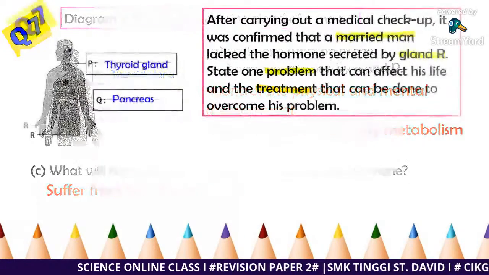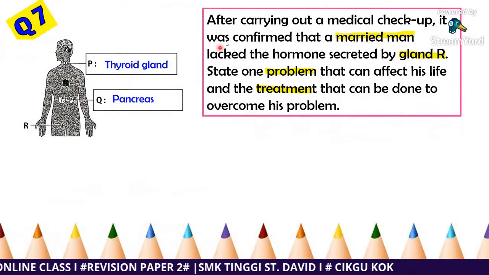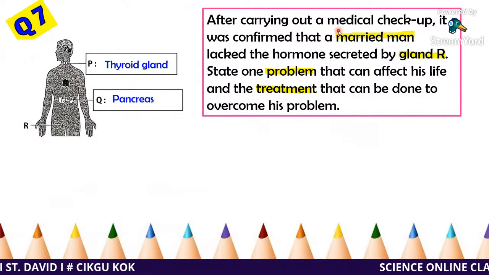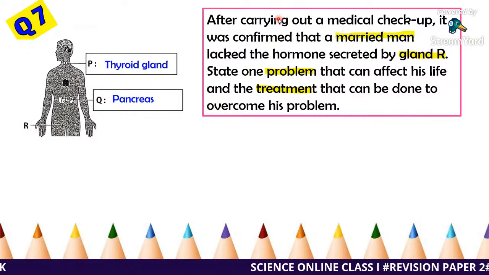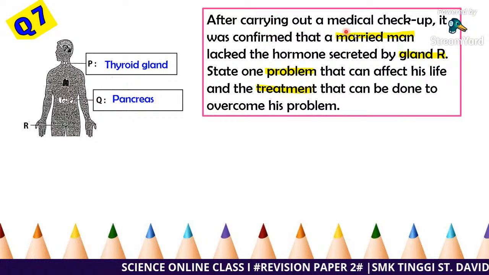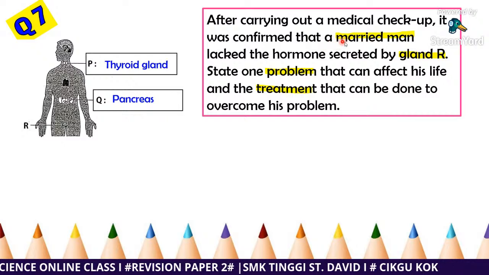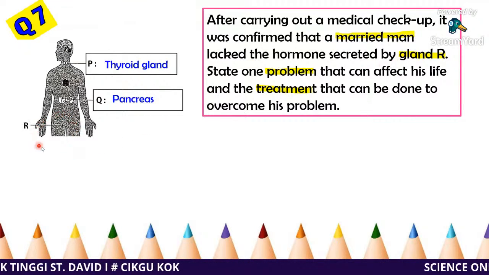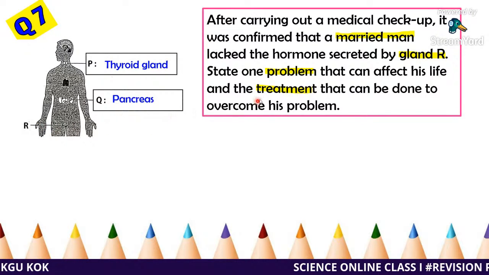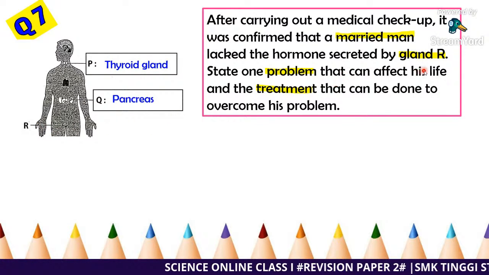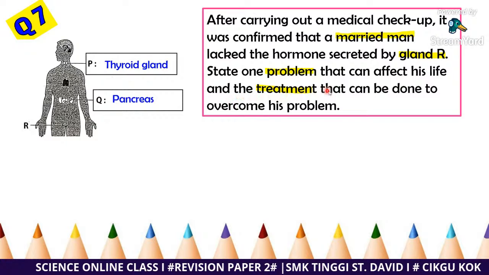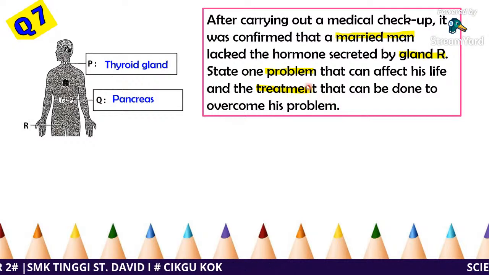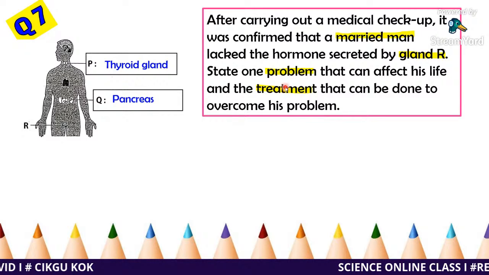Now we go to 7 again. From here they say, okay, that's correct. Control the rate of metabolism. Correct. Then we go to the following question. They carry out a medical checkup. It confirms that a married man lacks the hormone that is secreted by the R. This man has a problem with R. Can you state one problem that will affect his life and also the treatment that can be done to overcome his problem? You need to mention the problem and also the treatment.